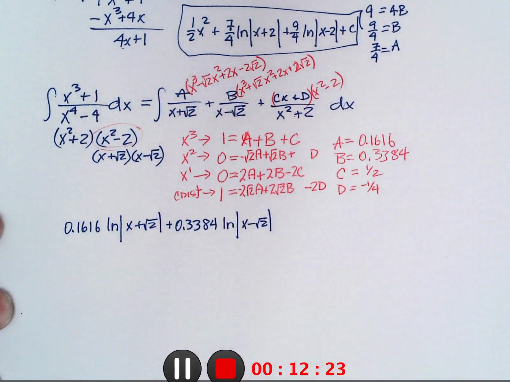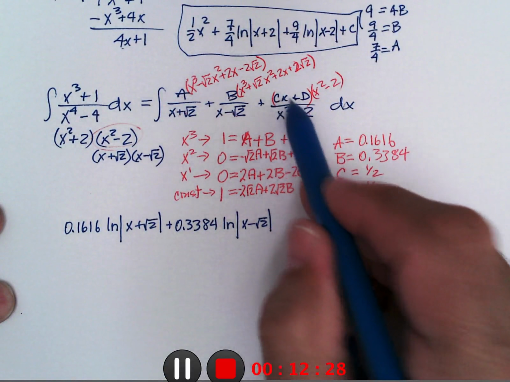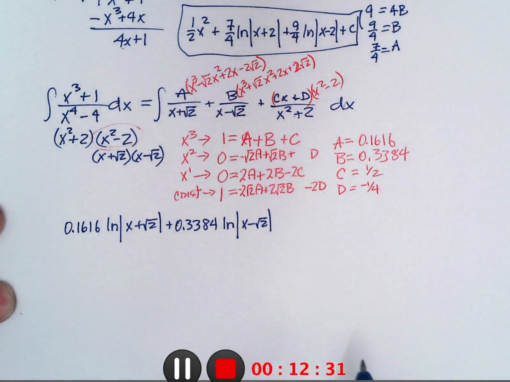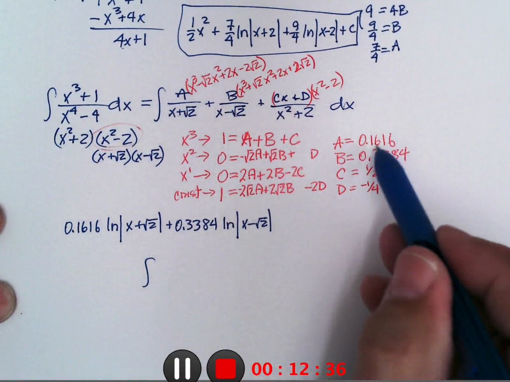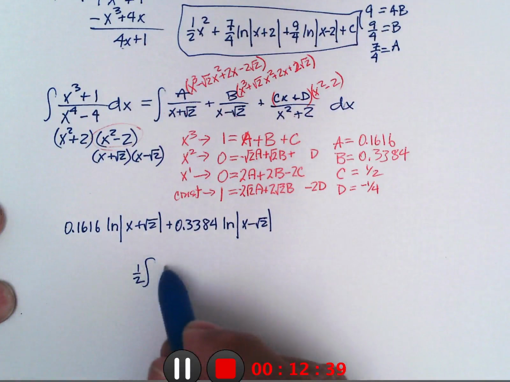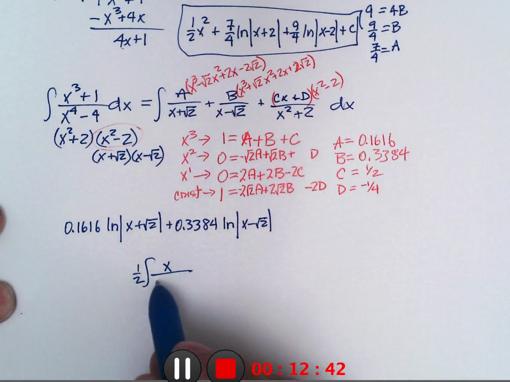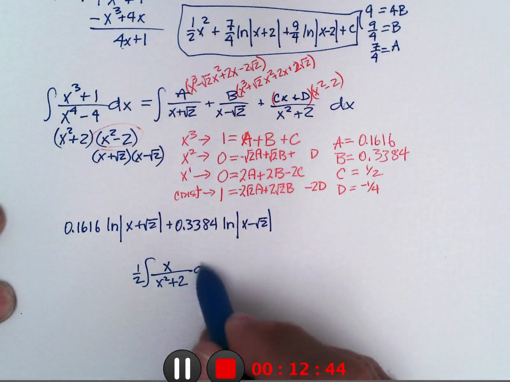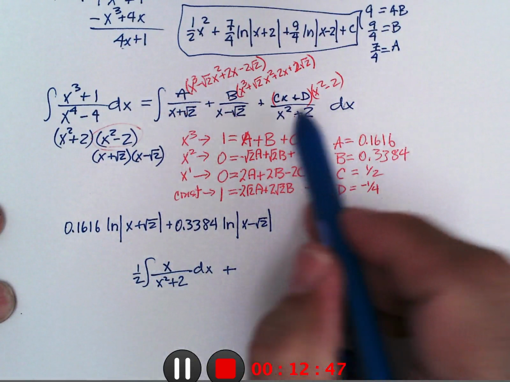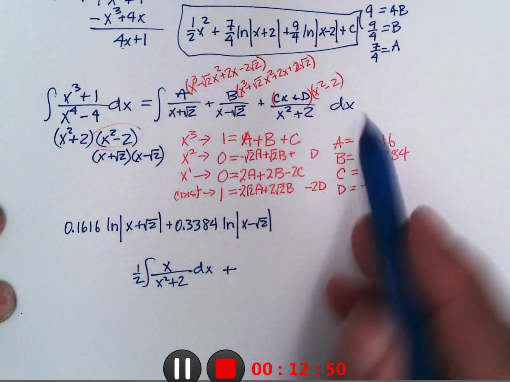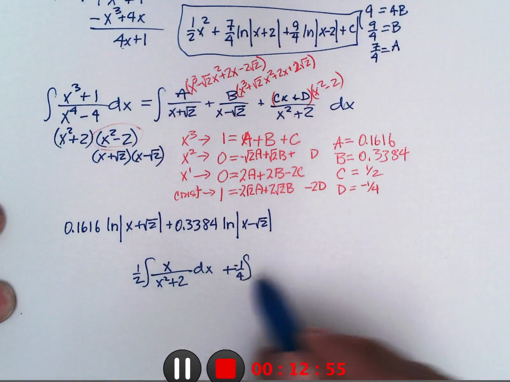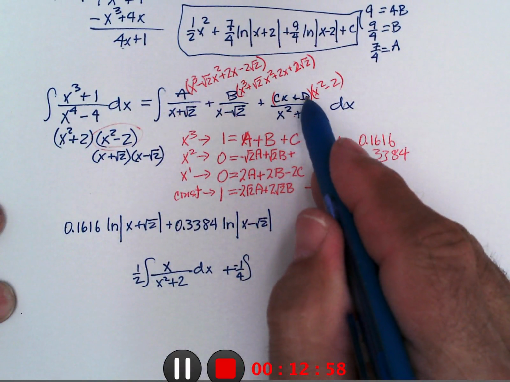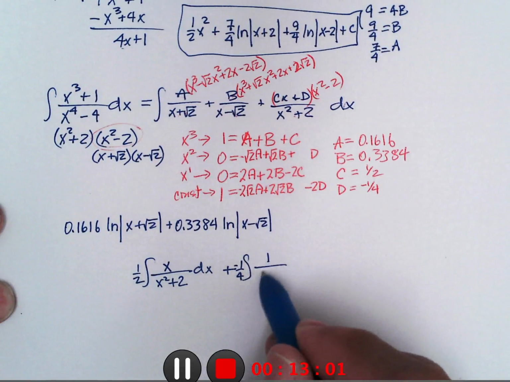But this last part, I can put the cx over this and the d over this. So I'm going to split this into two integrals. So we're going to have the integral of cx, c is 1/2, which I can pull out, x over x squared plus 2, plus, and it's because the plus on this is in the numerator, I can split it. And the second part is -1/4 that I can pull out, and that's the d, so leave 1 over x squared plus 2 dx.